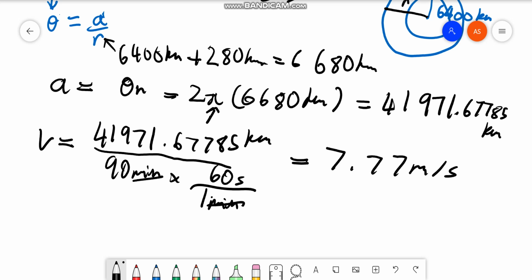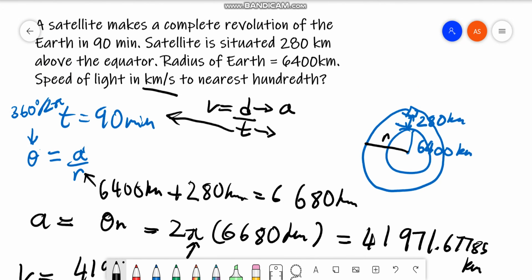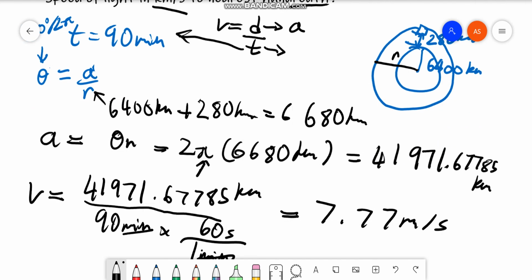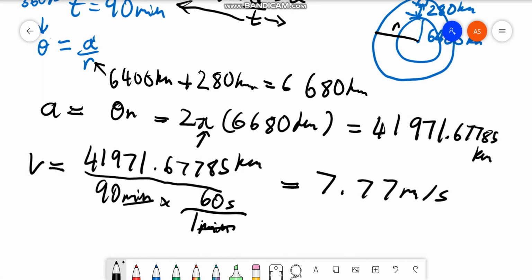Let's see if they want any rounding. They want us to round to the nearest 100, and I have already done that. So the final answer would be 7.77 meters per second. Kilometers per second, my bad.